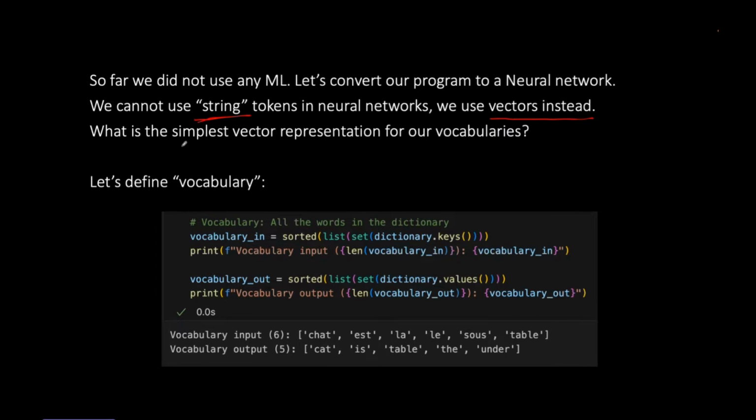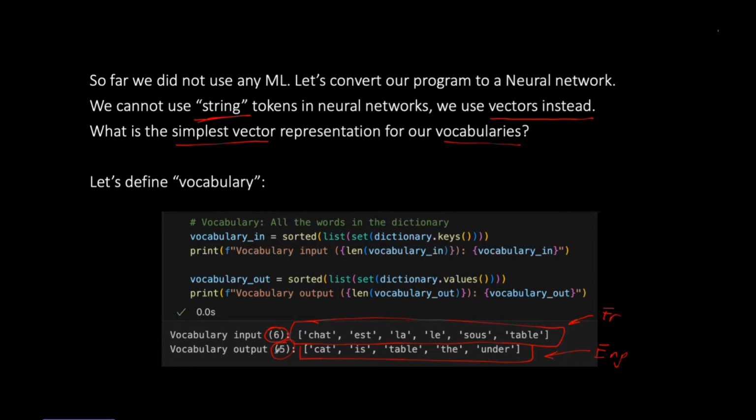So what is the simplest way that we can do a vector representation? We have a vocabulary. For instance, in our small example, this was our vocabulary. These are all the symbols that we use in our dictionary. Our input were the French words that we had, and this was the English dictionary. So we have two vocabularies, and the length of the vocabulary was 6 and 5 respectively. How do we transform these vocabularies into numbers?